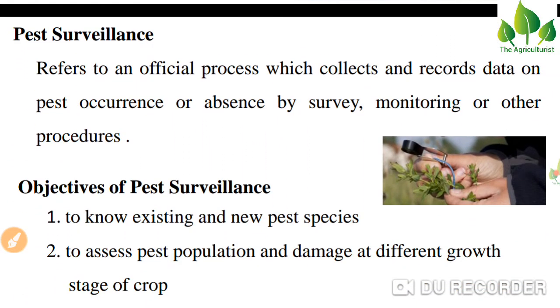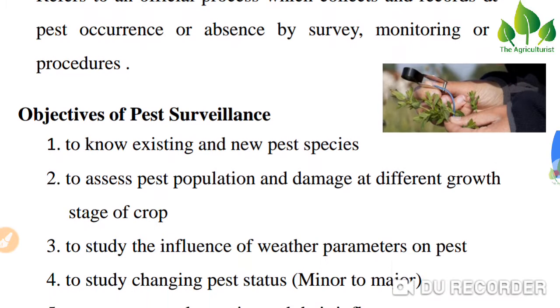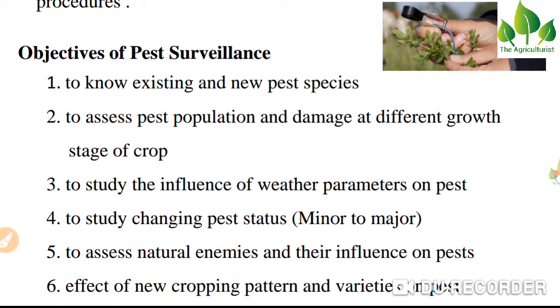Now the next thing arrives here, that is, what is pest surveillance. It is an official process which collects and records data on pest occurrence or absence by survey, monitoring or other processes. So what is pest surveillance? It is an official procedure to collect and record data about the pest occurrence or absence by survey, monitoring or any other procedures.